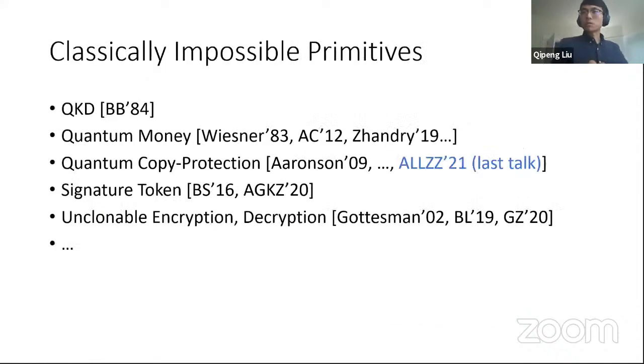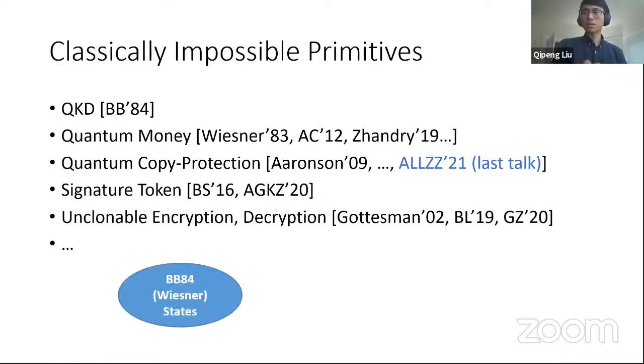The no-cloning principle, or theorem, of quantum mechanics says that quantum information cannot be generally copied, and it opens the door to many classically impossible cryptographic primitives. These examples include quantum key distribution by Bennett and Brassard, quantum money, which was first studied by Wiesner, and quantum copy protection, first by Aaronson, using a quantum random oracle, and recently, from the last talk, using classical oracles. There are many applications like signature token, unclonable encryption, and decryption. And these applications rely on some forms of no-cloning theorems of particular quantum states.